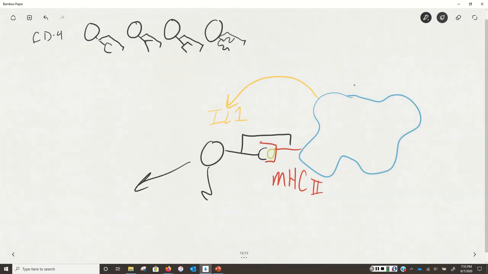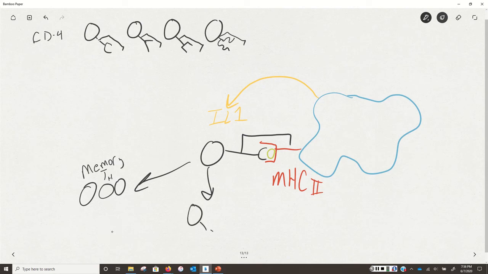We're going to first produce memory cells. Those cells go hide. So these are memory helper T cells. Your book kind of is misleading. It only says that cytotoxic T cells produce memory cells. That's not true. Helper T cells also produce memory cells. So we have memory helper T cells. They go hide. But remember, they're ready to fight in the future. They're just not going to do anything right now.